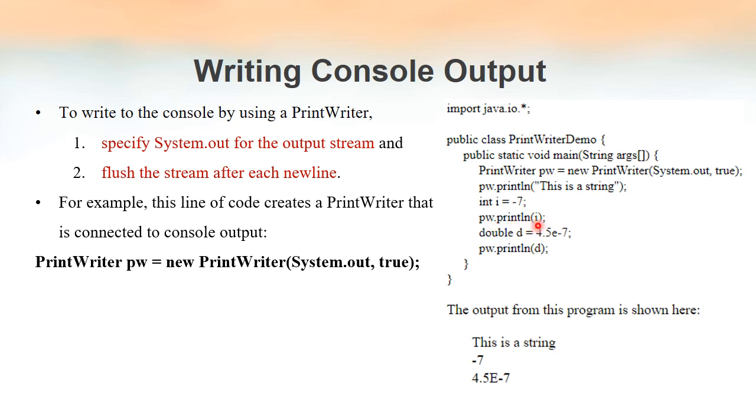Then we are printing this pw.println I. Since we have maintained this as true, once this gets printed, this string will be removed, flushed out. That is why line by line we get different outputs. If it was mentioned as false, this line will remain as such in the stream. So it will be displaying this string plus this and this, everything together. All the strings will be combined together in the last string if this was false.